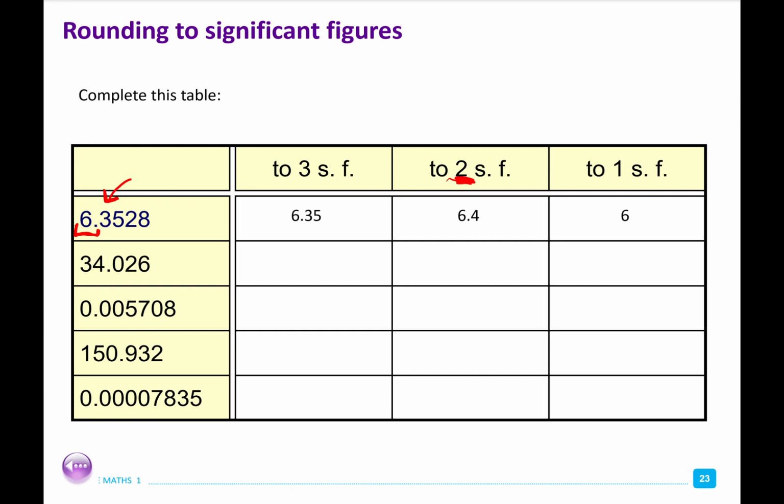Let's look at the next one. 34.026. Let's round to 3 significant figures. This means I keep the 3 largest values.